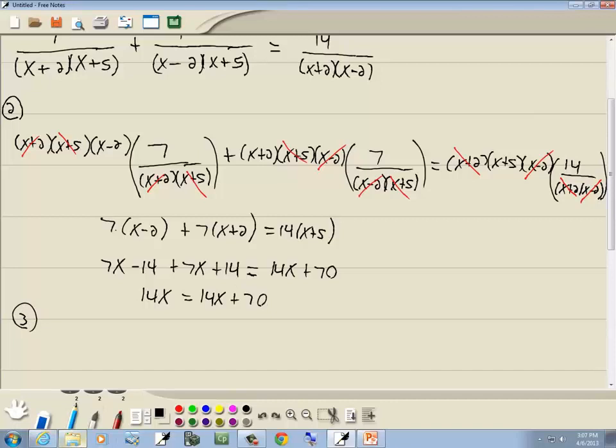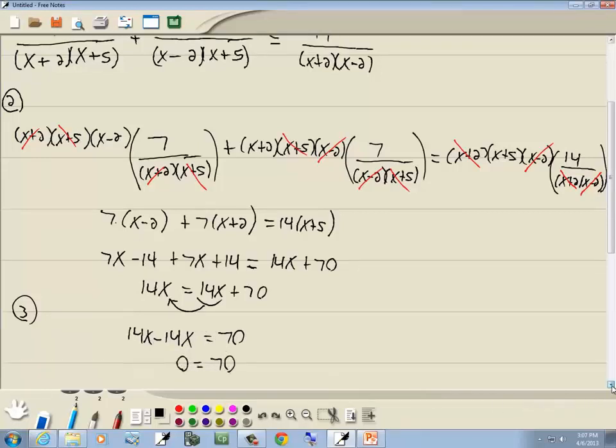Step 3, solve for x. This is a linear equation. Everything's the first power. So we want to get everything with an x on one side, numbers on the other. So I'll take this 14x over the left side. So we got 14x minus 14x equals 70. Combine together like terms in any step. 14x minus 14x is 0. And we get 0 is equal to 70.